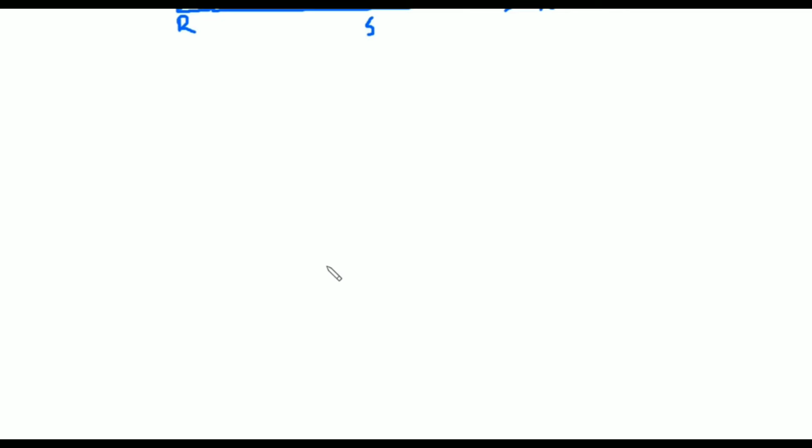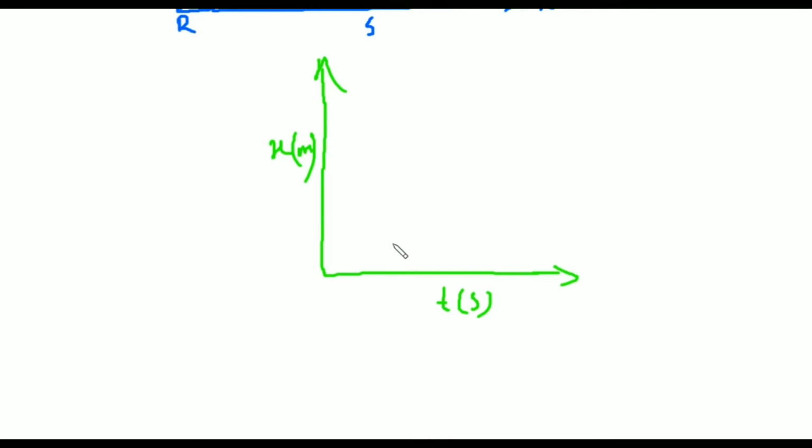Let us say this is the time axis, this is the position axis. This is time in second, not meter, and this is the position axis in meter. Now let us say that this is 2 second, this is 2.5 second, this is 3 second, this is 3.5 second, this is 4 second, this is 4.5, this is 5, this is 5.5, and this is 6, and so on.